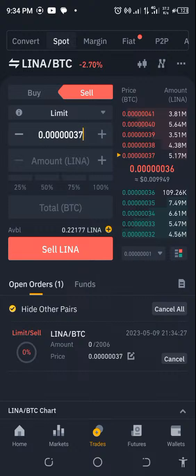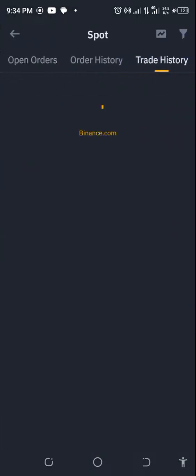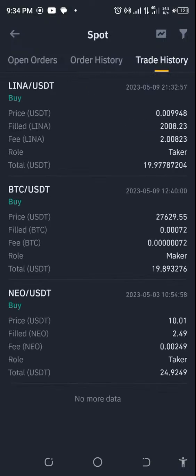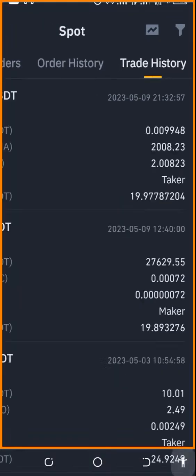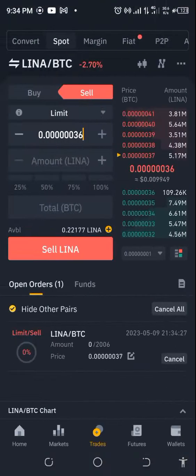Okay, so let me go and check the trade history. We bought this for how much? We bought this for 0.009948. Okay. So, and we spent 19.97. That means that if I go back, I should have 3 cents.